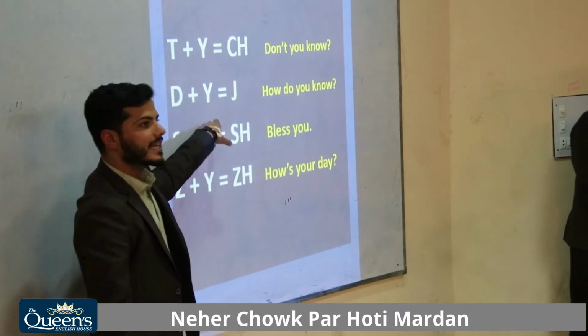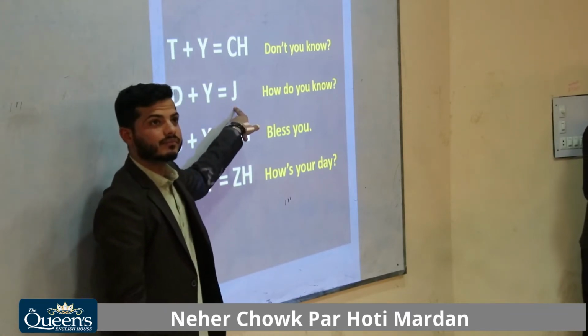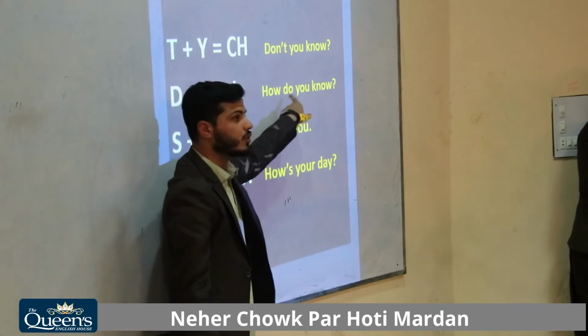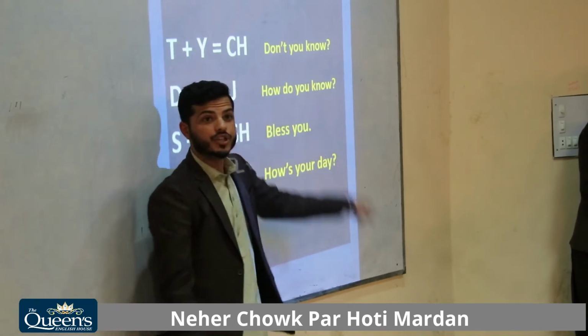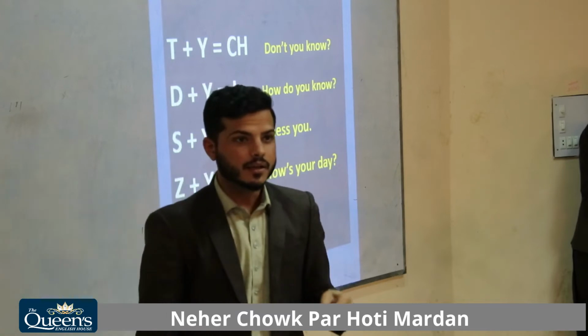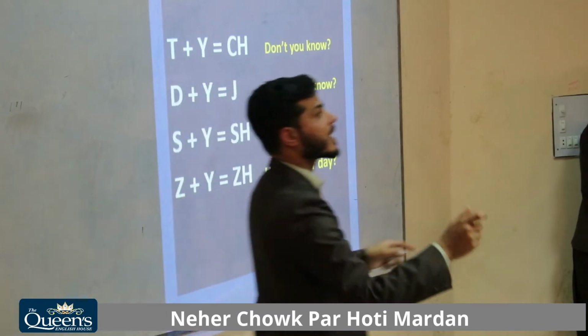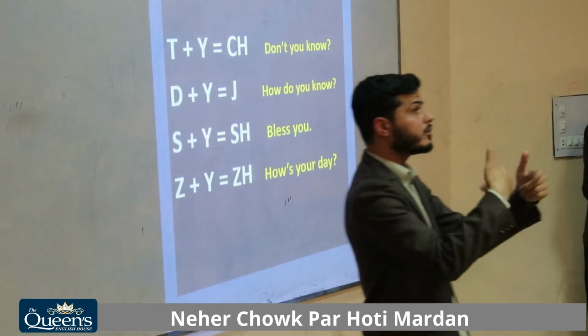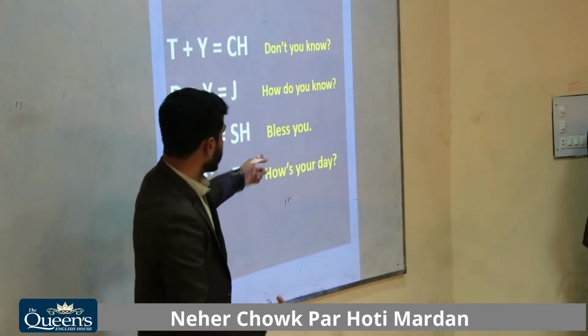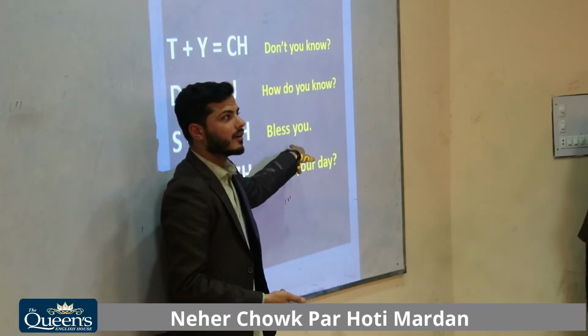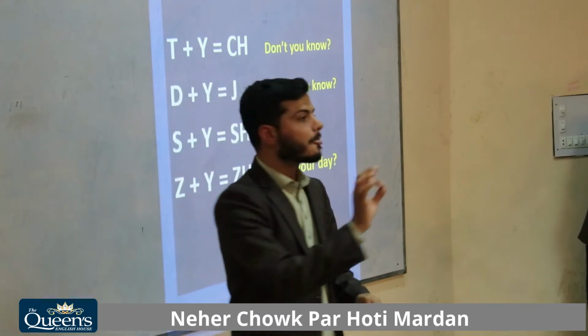D plus Y together will change into J. For example, how do you know will become how do you know. Really nice. You spoke real. How do you know will become how do you know. Then, bless you. Bless you.